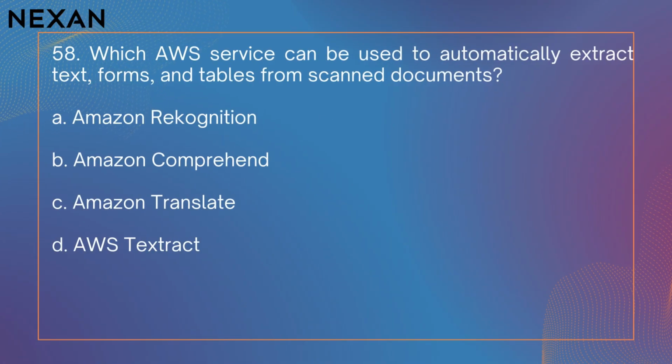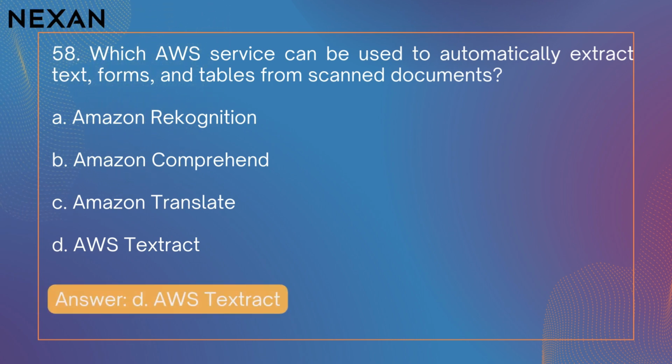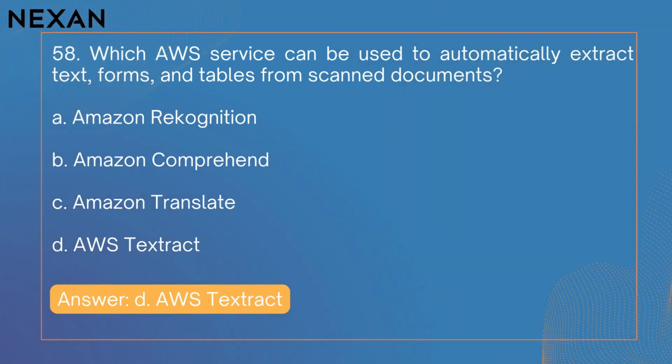58. Which AWS service can be used to automatically extract text, forms, and tables from scanned documents? A. Amazon Rekognition. B. Amazon Comprehend. C. Amazon Translate. D. AWS Textract. Answer: D. AWS Textract.